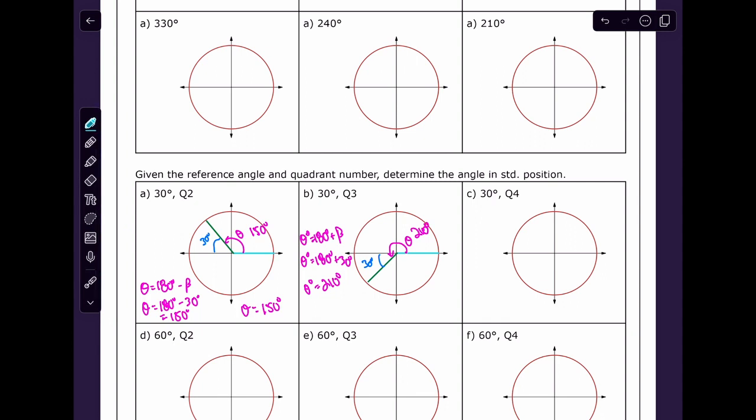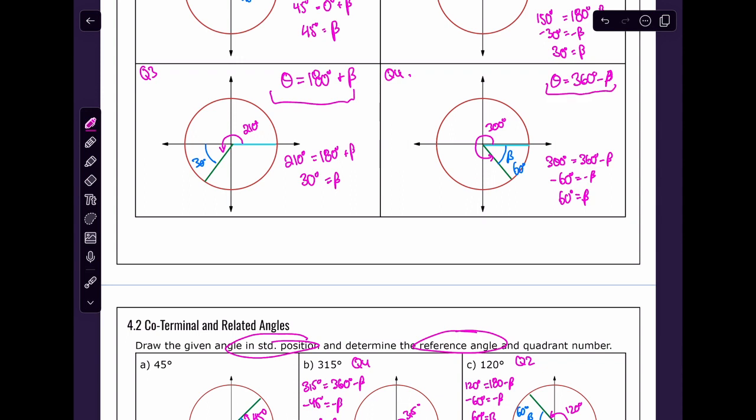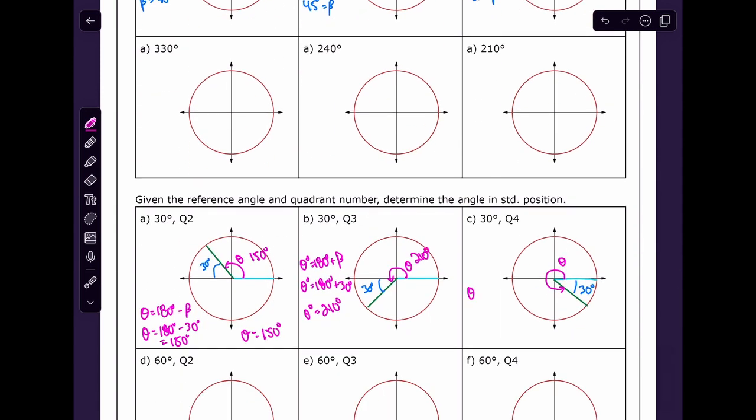For quadrant 4, we'll start with the initial arm again. Then we'll draw the terminal arm in quadrant 4. We're looking for this angle here in standard position. And we're given the reference angle of 30 degrees. So in this case, our formula, if you need to look up, that's okay, it's this one here. Theta is equal to 360 degrees minus our reference angle. So theta is equal to 360 degrees minus 30 degrees, which will give us 330 degrees.